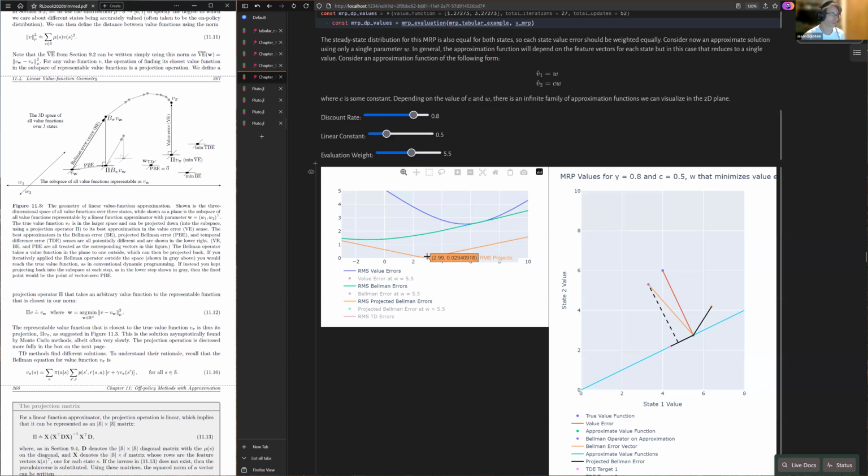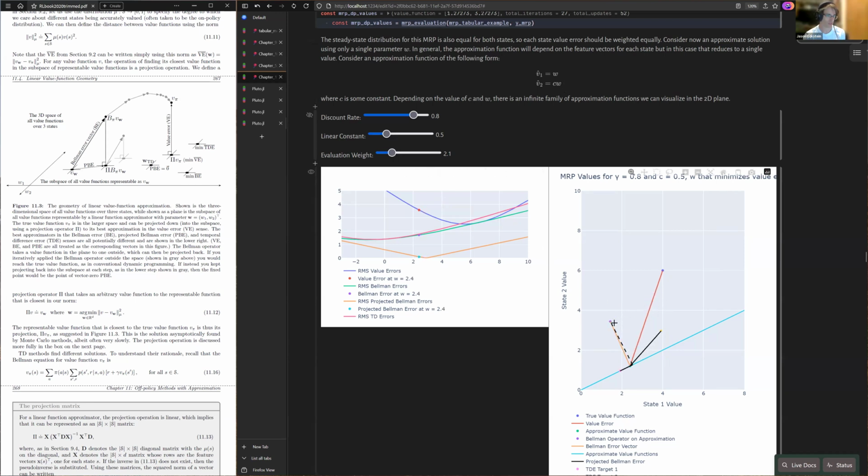The other nice thing about the projected Bellman error, which here I'll show if I move this evaluation weight, remember the projected Bellman error is the distance here from this green point to this dotted line, right? Because this dotted line is showing the Bellman operator projected down to the line. And you can see as I move this over, the projected Bellman error is shrinking. And eventually it will become 0. But you can see as I move this, the value error is growing, right? So these don't match up. And these would only match up in that case where C equals 1, like I showed before.